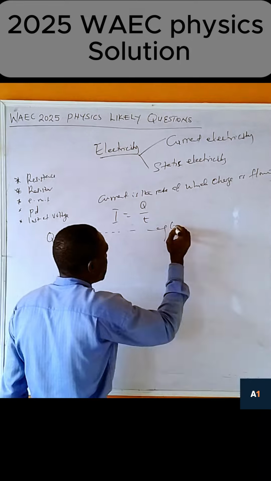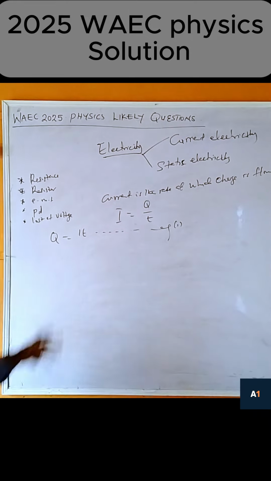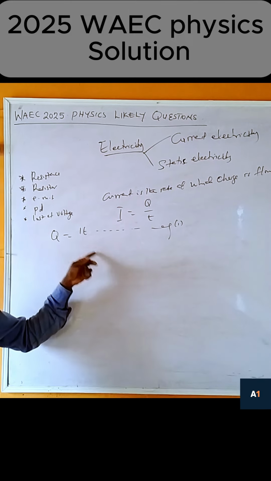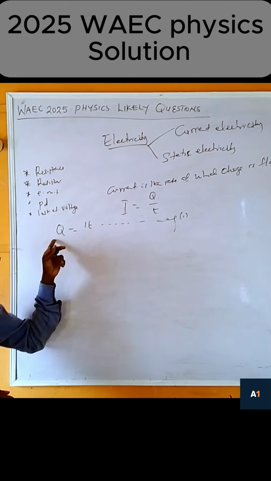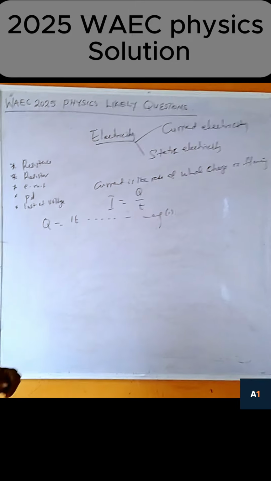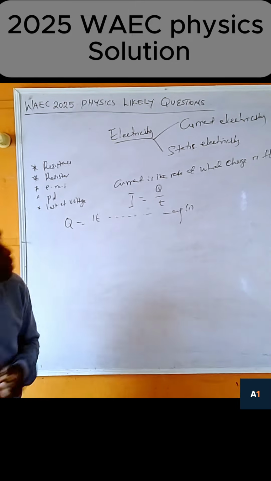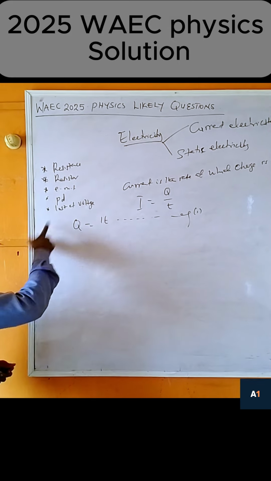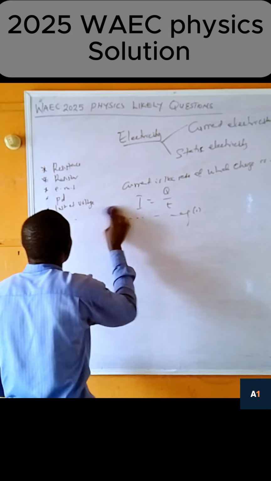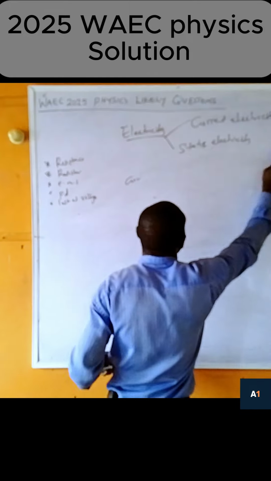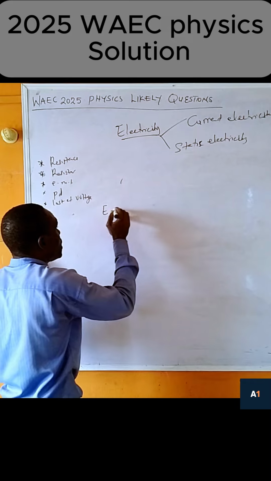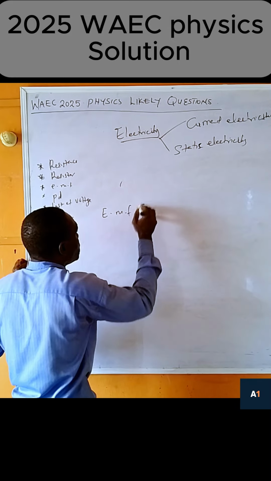Call this one equation 1. So this is the formula. I'm not going to give you all of this, it's elementary. If they give you current and time, the charge is this. Now we need to talk about some parameters, which I've illustrated here. Before I move to this, let me talk about EMF and PD.